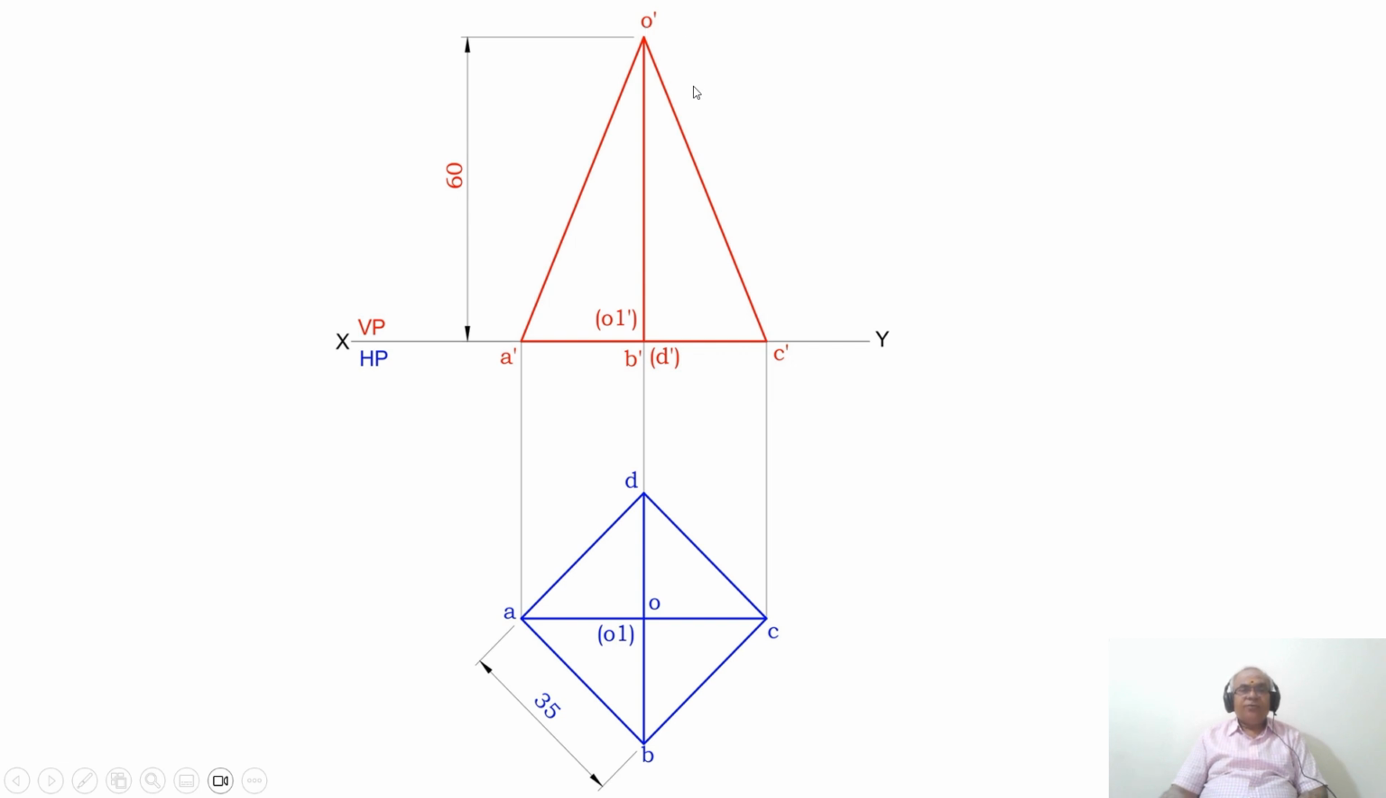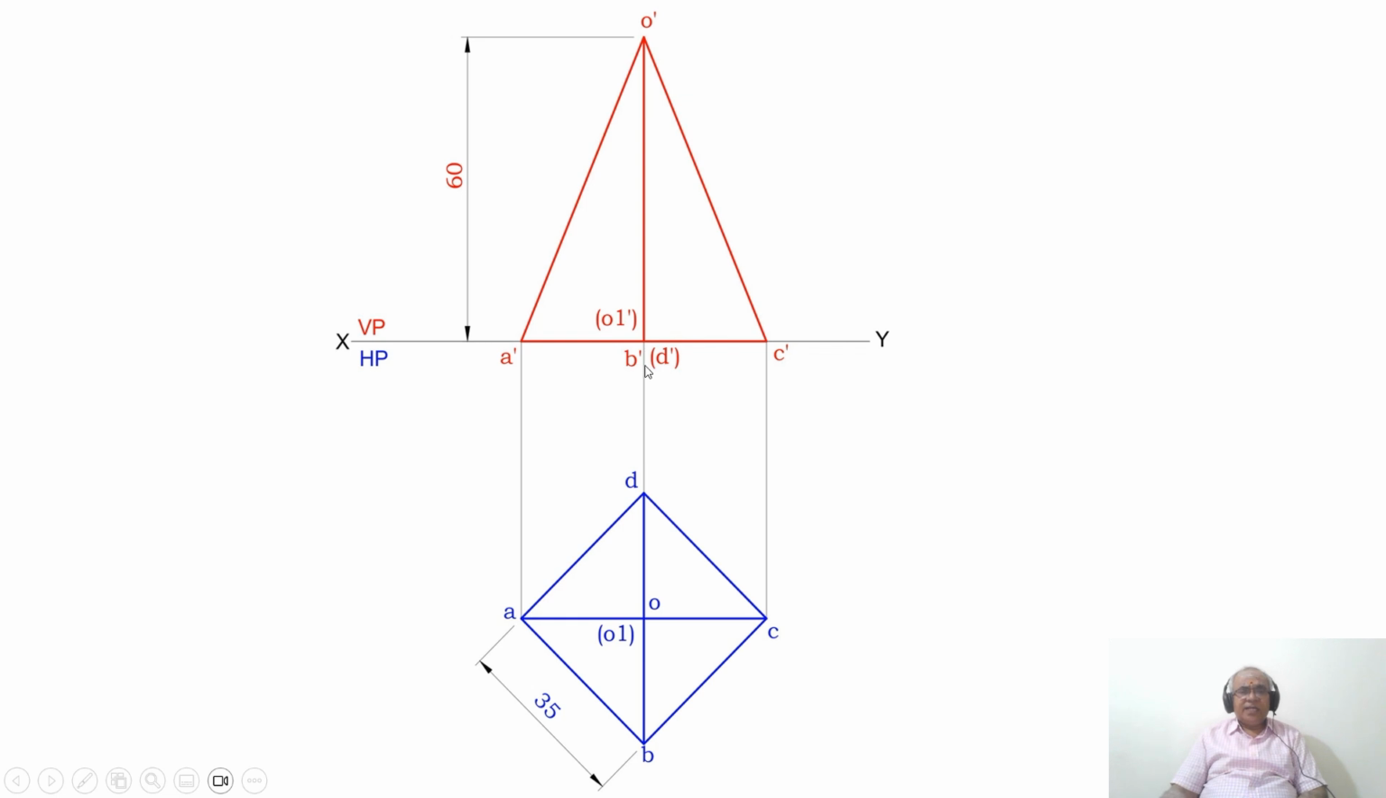As you look from the top view, A, B, C, D are the extreme corners of the square. So obviously, those will become visible in the top view. As we have joined O dash and A dash in the front view, obviously you need to join O to A, O to B, O to C and O to D.